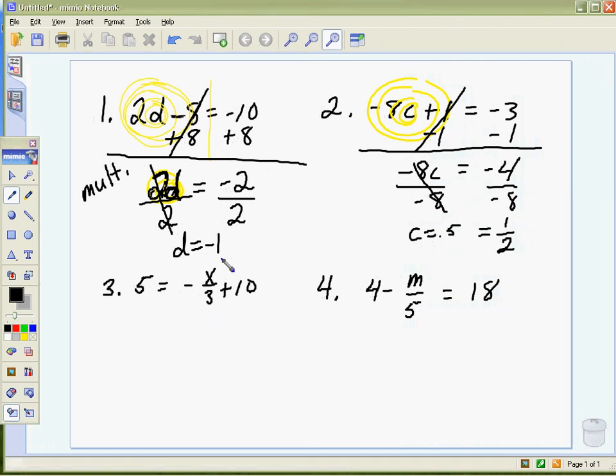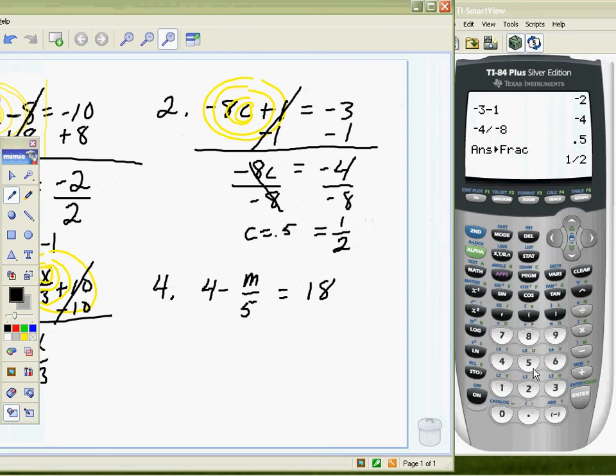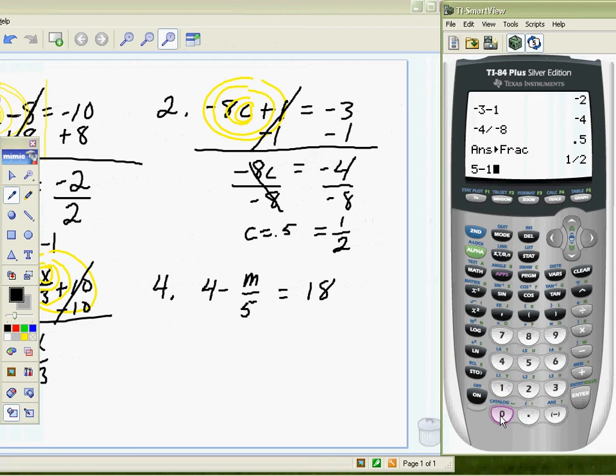Number 3. Here's a little bit different. Let's make our onion. Here's the center of my onion. So still on the outermost layer of the onion, we have this plus 10, so I'm going to subtract 10 from both sides. And I bring everything else down that's left: negative x over 3 equals 5 minus 10, which is negative 5.